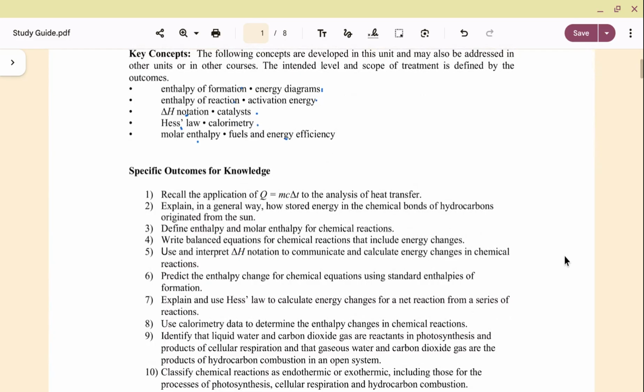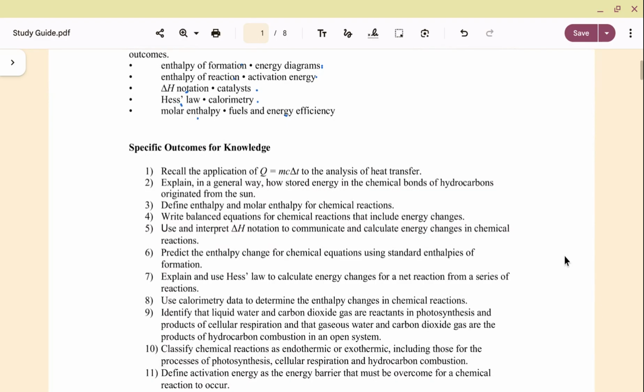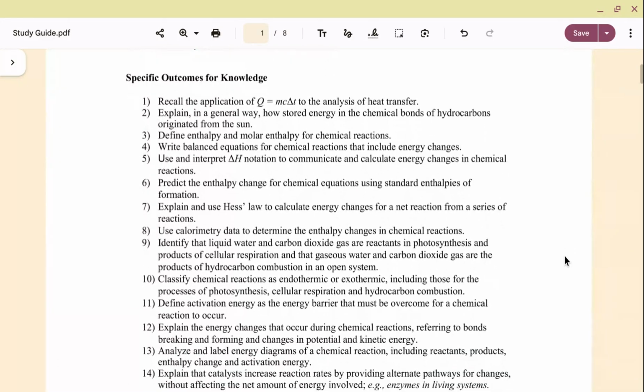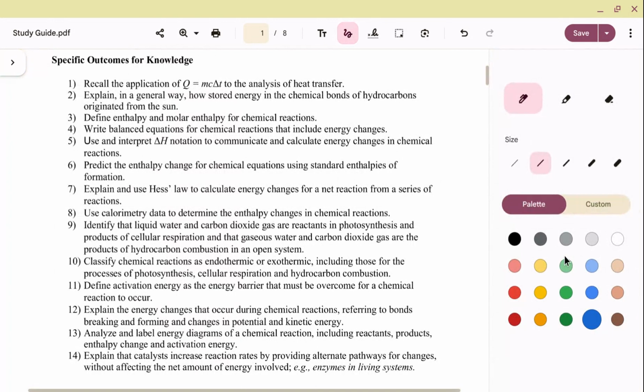So what's in thermochem, so knowing about enthalpy of formation, energy diagrams, your enthalpy of reaction, activation energy. All of this is definitely going to come up, but we can be a little bit more specific. So for instance, for this first part, when it's talking about recalling the application of Q equals mc delta T, if that does come up, we want to remember that this formula is only if you're heating and cooling a substance. It's not a chemical reaction. So if you put a piece of metal and you're heating it up or cooling it down, we can calculate the Q of that or the C value.